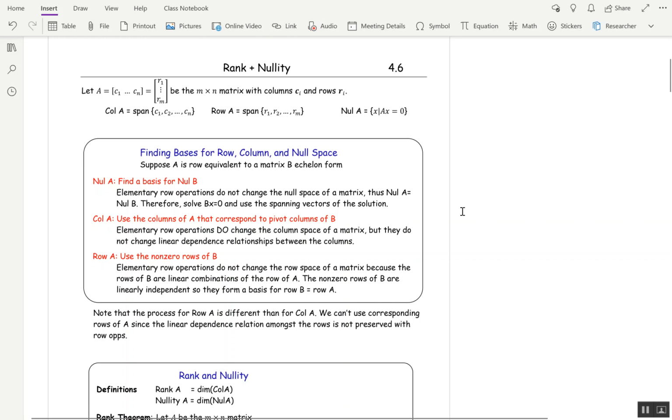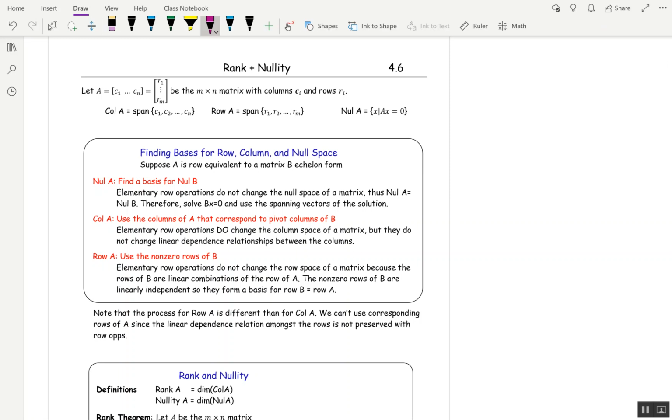Welcome to section 4.6. Today we're going to find a basis for row A, col A, and null A. And we've already done null A and col A. We talked about that in section 4.3. But row A is new. And so here are the definitions at the top here.